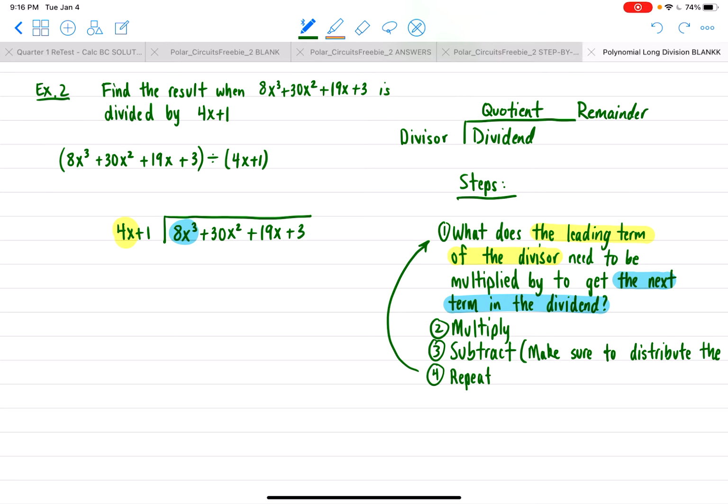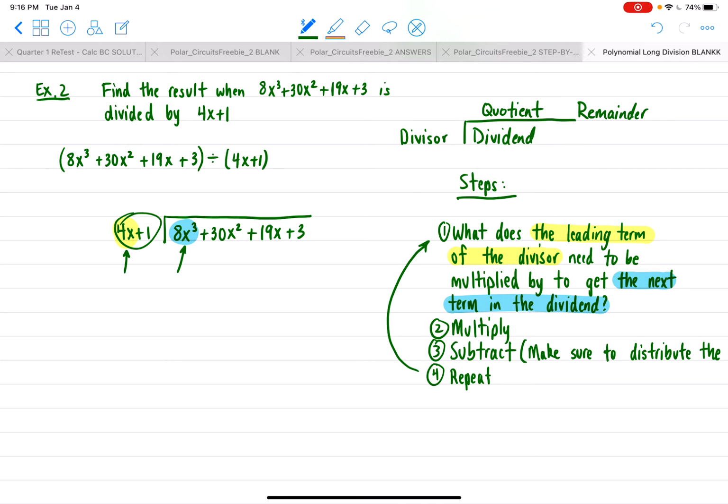So the first step is not how many times does 4 go into 29, but what does the leading term of the divisor need to be multiplied by to get the next term in the dividend? So basically, it's literally asking how many times does 4x go into 8x cubed? So it's the same idea.